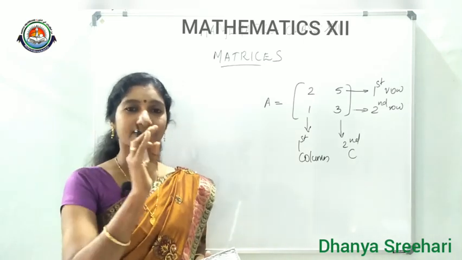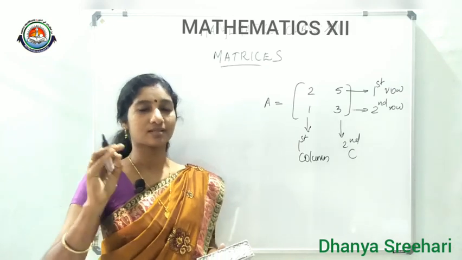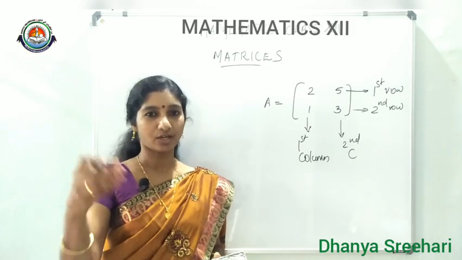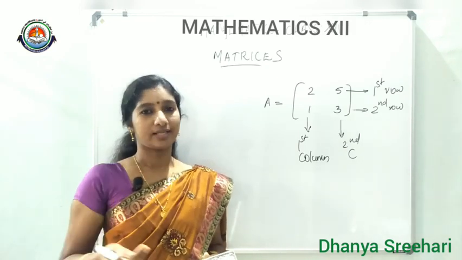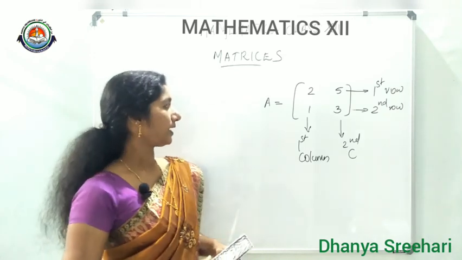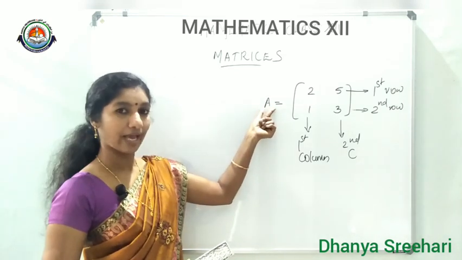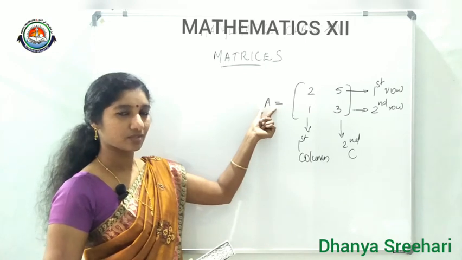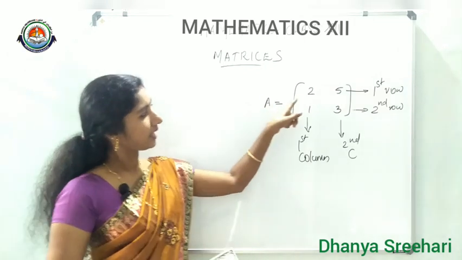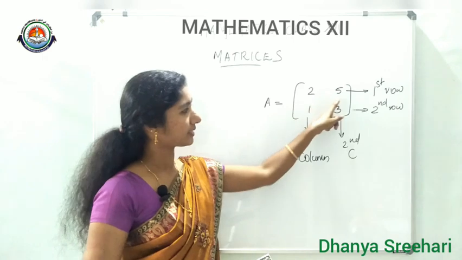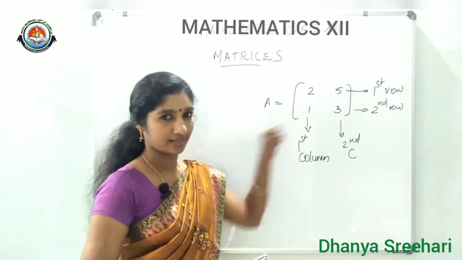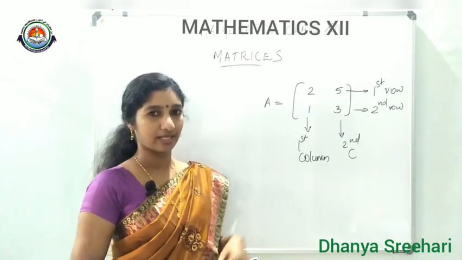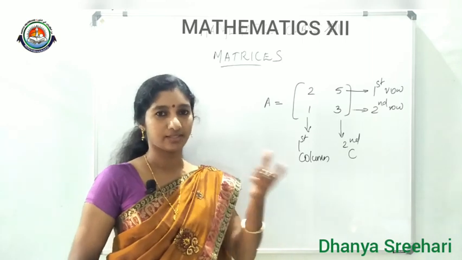Matrix means a rectangular array of numbers or functions. It means trigonometric functions can come; we call it matrices. And the matrix we represent with capital letters only. These members we call elements of the matrix. Here 4 elements are there. The elements are 2, 5, 1, 3.